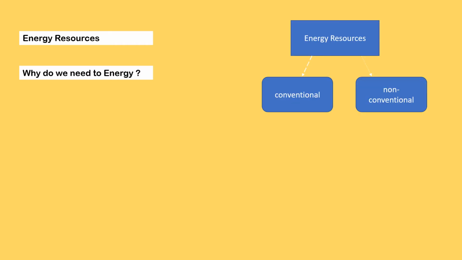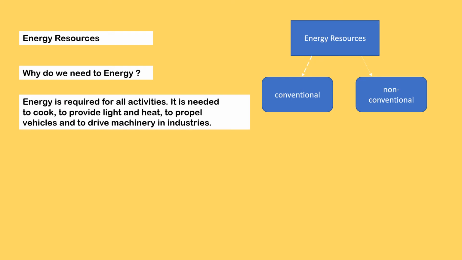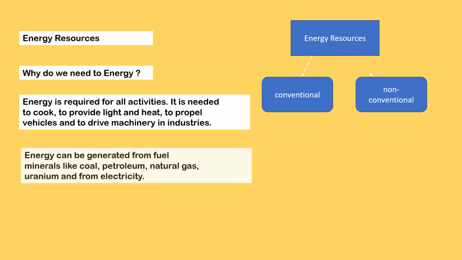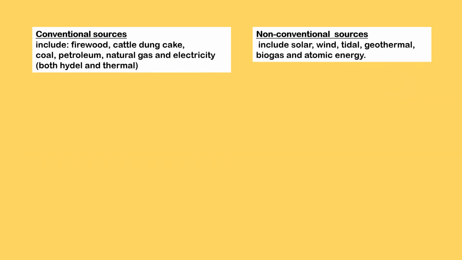Now energy resources. Look at this picture. Conventional and non-conventional. Why do we need energy? Energy is required for all activities. We need to cook, to provide light, heat, to use vehicles, to drive machinery like tractors, aeroplane, ship, car. They all need energy. Energy can be generated from fuel minerals like coal, petroleum, natural gas, uranium, and from electricity.